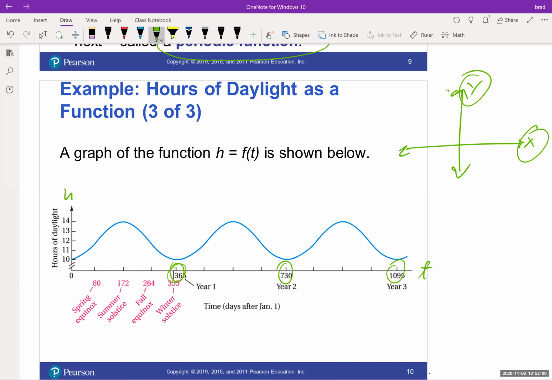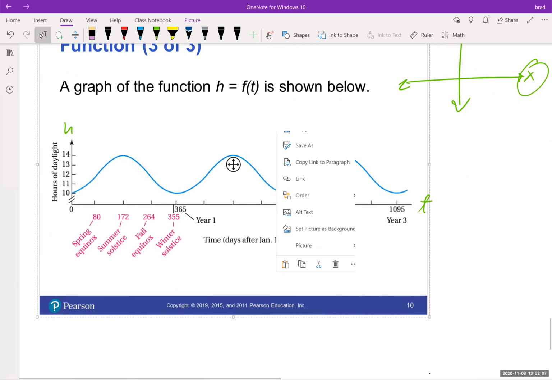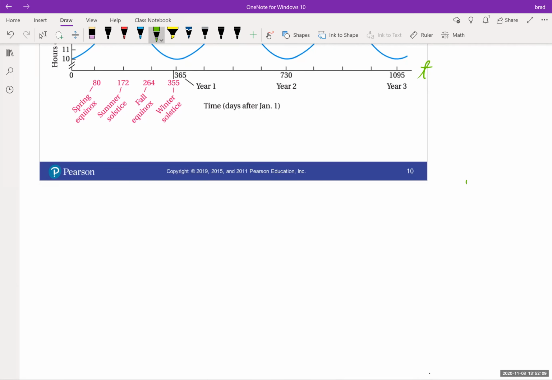So this is 365 is the first year, double that, that's 730, triple that, that's 1095. So they're basically just doing 3 years for us. Okay, now let's see here.